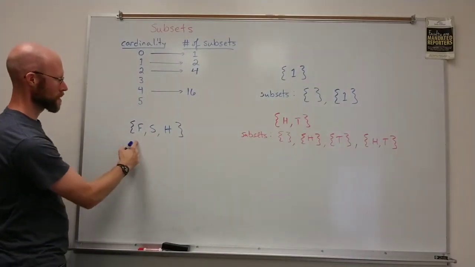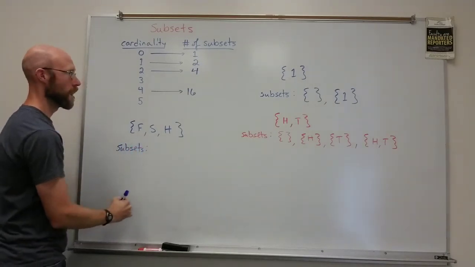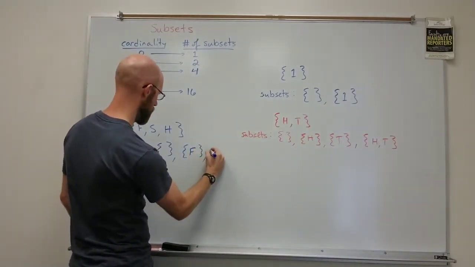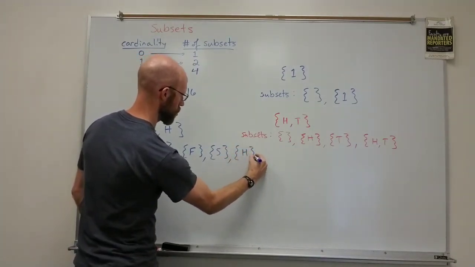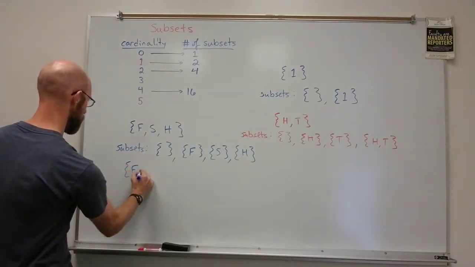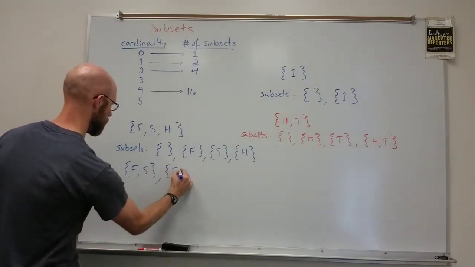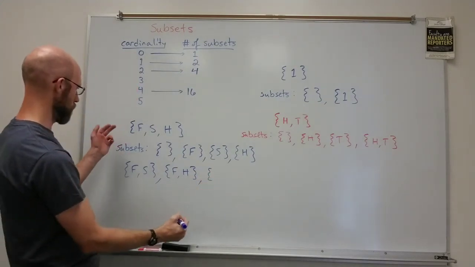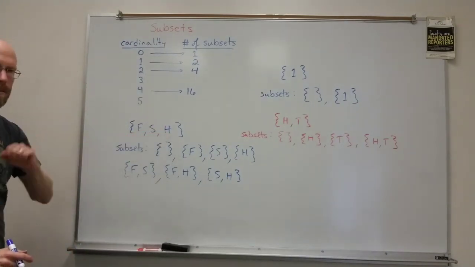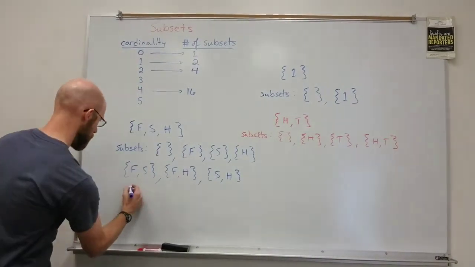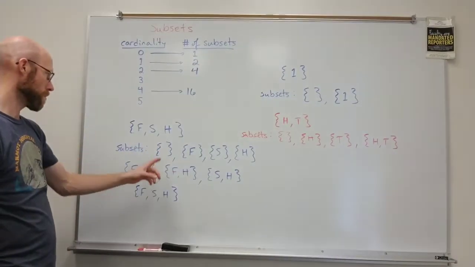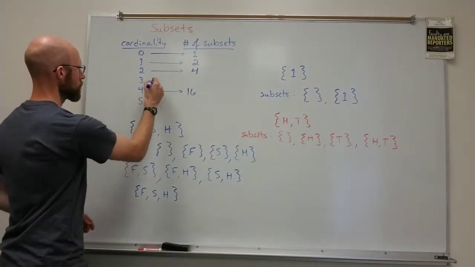Anyway, so what are my subsets? We have the empty set. We have 3 sets containing 1 element. So the F, S, H. Okay. We have sets containing 2 elements. We would have F and S. We would have F and H. We would have S and H. That's all the combinations. And then we have all the sets of size 3, which is just the set itself, F, S, H. Okay? And so when I count them up, there's 1, 2, 3, 4, 5, 6, 7, 8. So there's 8 of them.